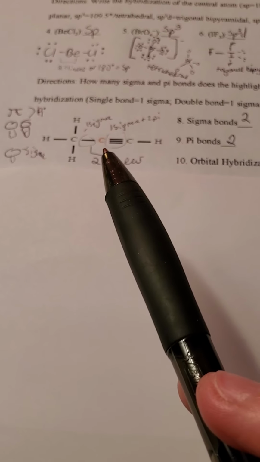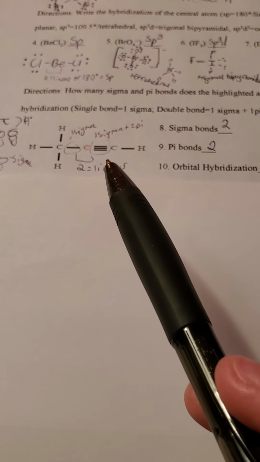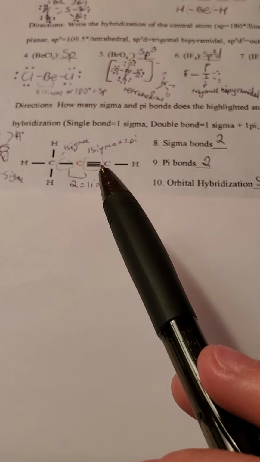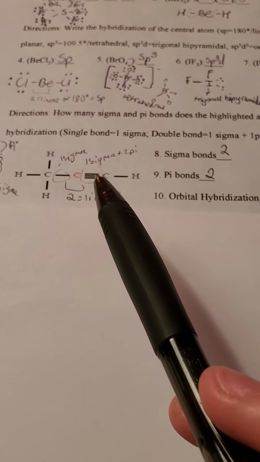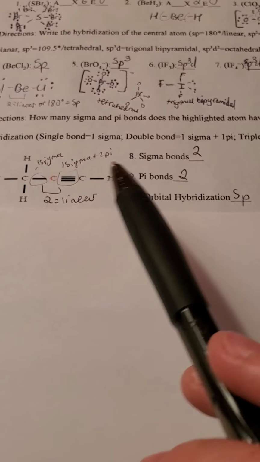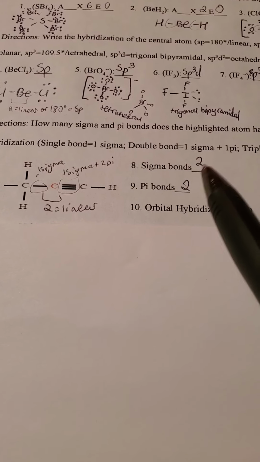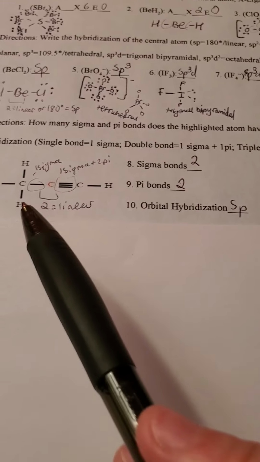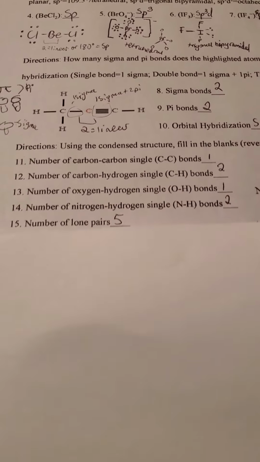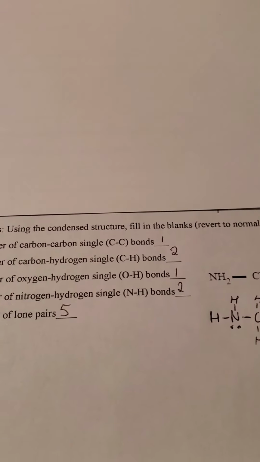So in this case, we're looking at this carbon in this big compound of sorts. You can see that this is a triple bond, which is 1 sigma, 2 pi. And that's a single bond, so that's 1 sigma. So the number of sigma bonds is 2, and pi bonds is 2. Because there are just 2 electron groups, it's linear, so it's just sp for its orbital hybridization. Okay, last one.